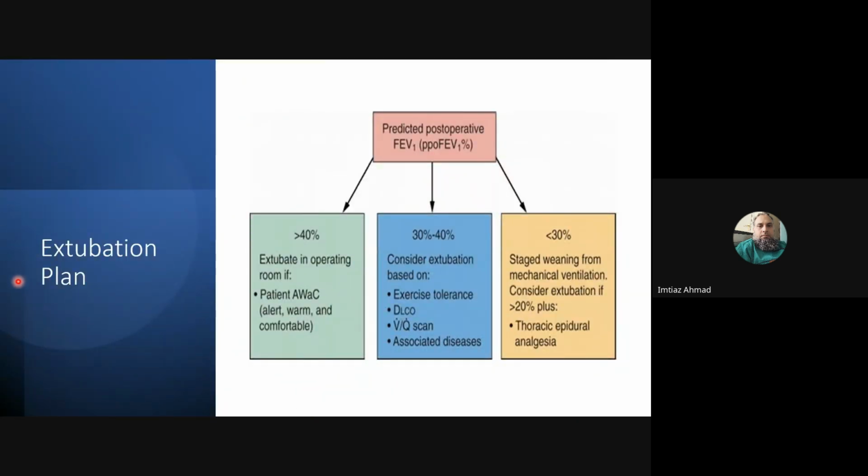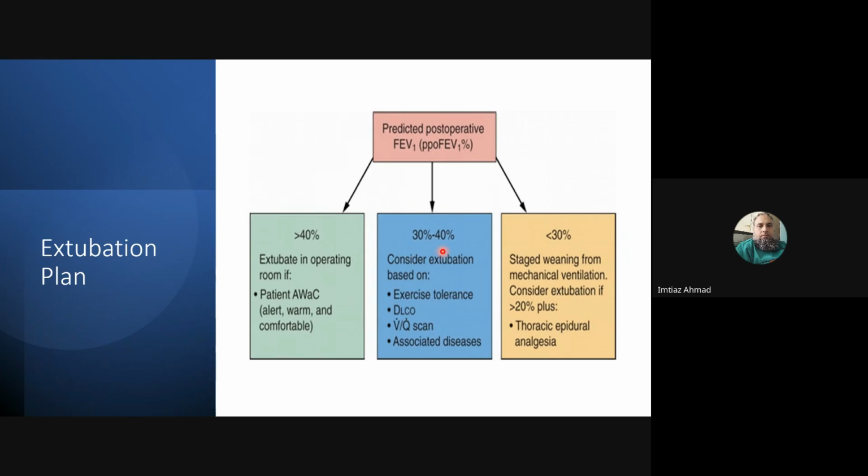Now, extubation can also be planned on predicted post-operative FEV1 value. If it is more than 40%, the patient can be extubated in the operating room. Patient should be alert, warm, and comfortable. If it is between 30 and 40%, consider extubation based on exercise tolerance, DLCO, VQ scan, and associated diseases.